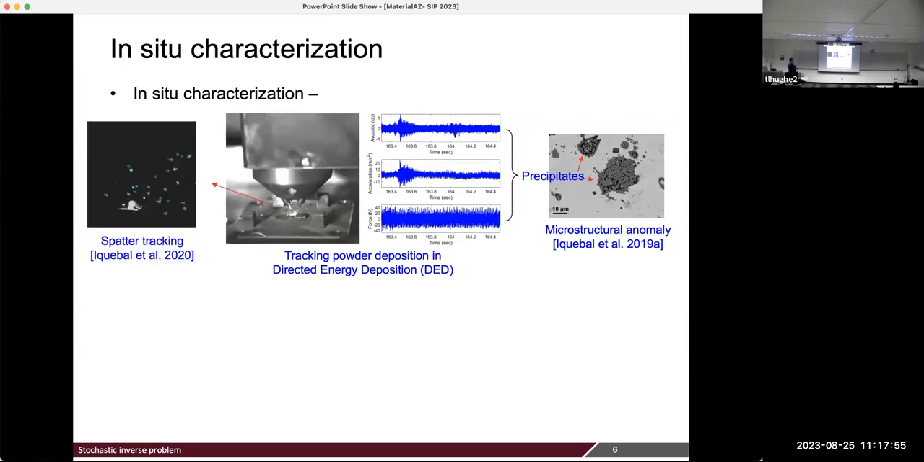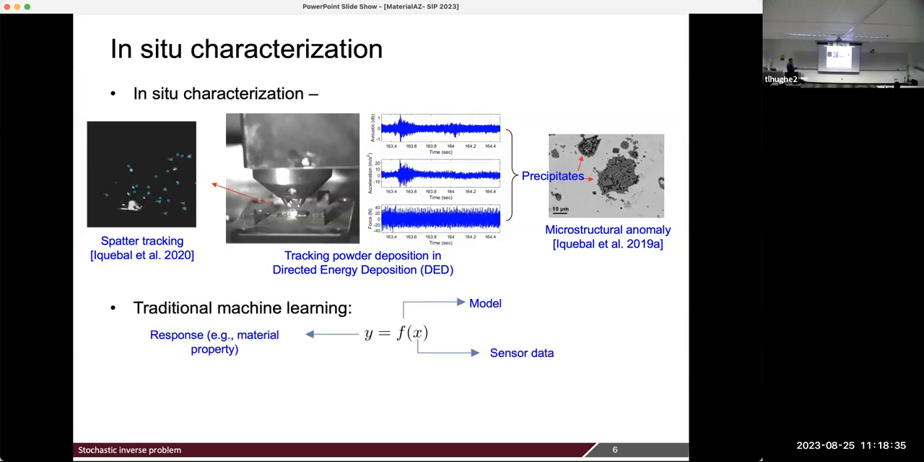We also used high-speed videos from the process to track what is happening to the powders that we are depositing into the build. Based on tracking these patterns, we were able to see how much of this powder is being wasted and how much is actually going into the build, and use that analysis to predict porosities. Because if you have more spatter, that means more powder is getting into the build but is ejected out, leaving a void. That leads to porosities, and we were able to predict porosities by just tracking these videos.